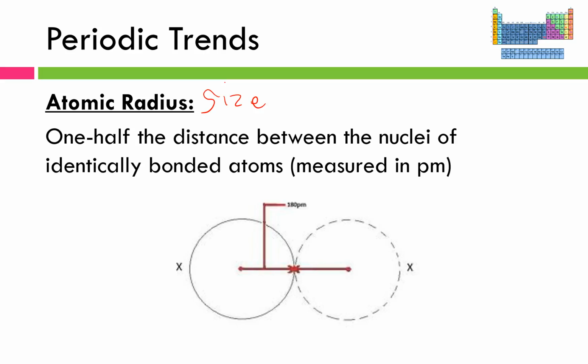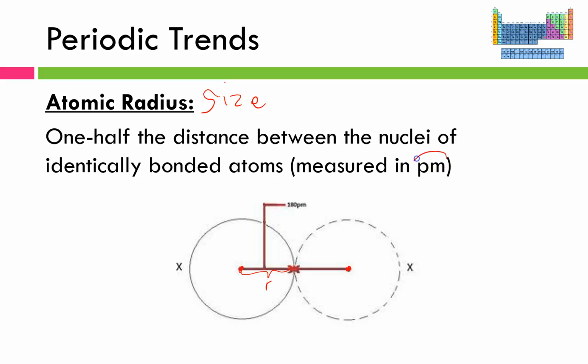So we have two atoms exactly the same, atom X. We've got their nucleus at the center. We're going to bond them. Then we're going to measure the distance and divide it in half, and sure enough, we get the radius, just like you would in math class. I guess they usually use lowercase r.